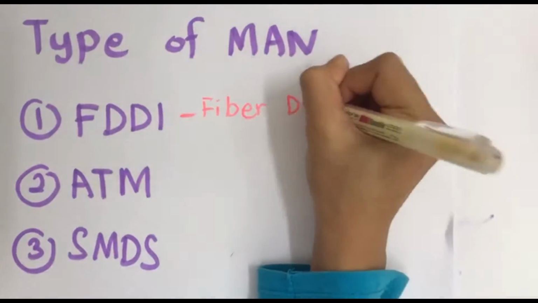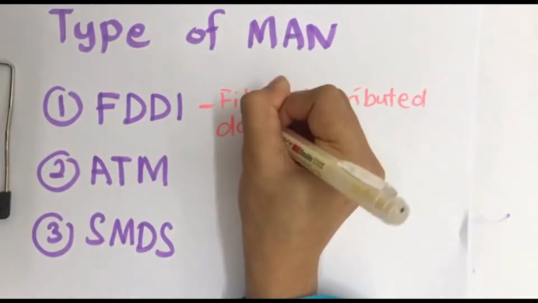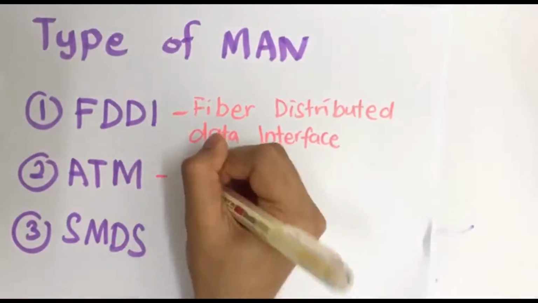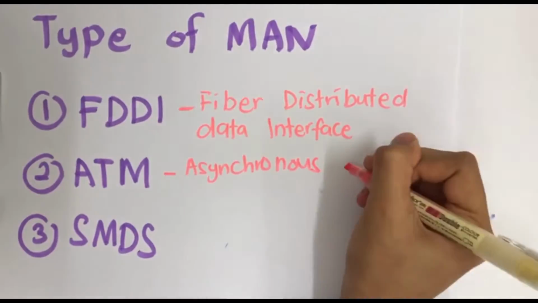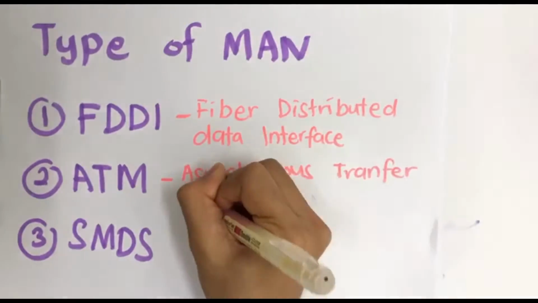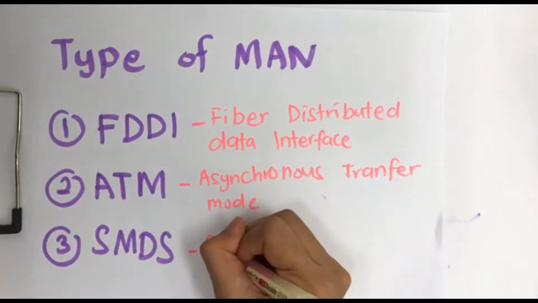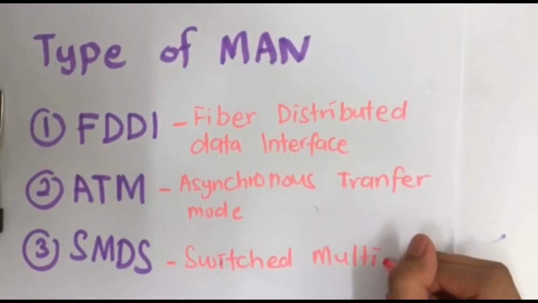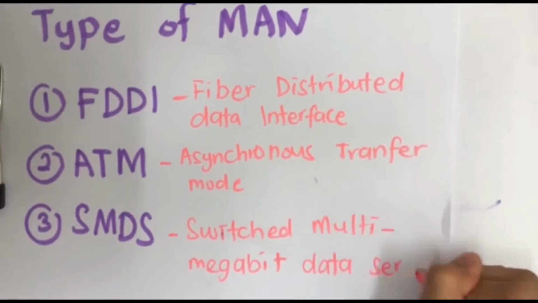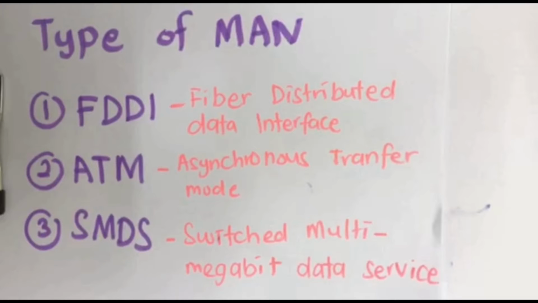There are various types of MAN. Number 1, FDDI, Fiber Distributed Data Interface. Number 2, ATM, Asynchronous Transfer Mode. And number 3, SMDS, Switched Multi-megabit Data Services.